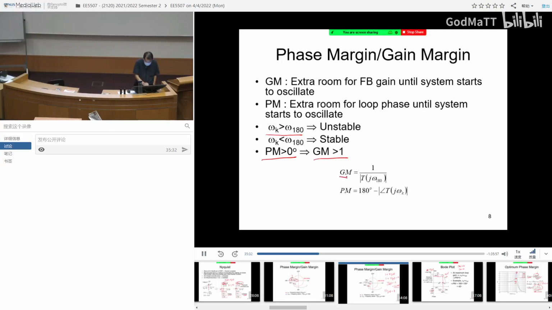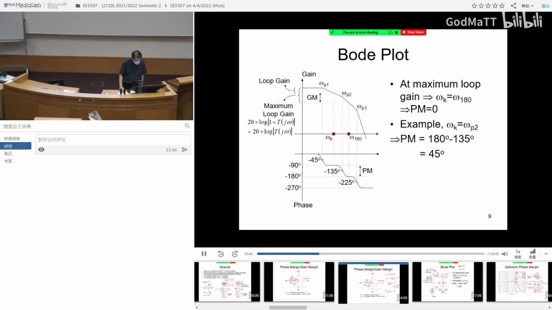Okay? So the gain margin is measured as the magnitude response inverse. So therefore it has to be bigger than 1. Okay? And then the phase margin is measured how far it is away from 180 degrees. Now, here is the simple plot. So suppose this is the loop gain, T(jω), loop gain.